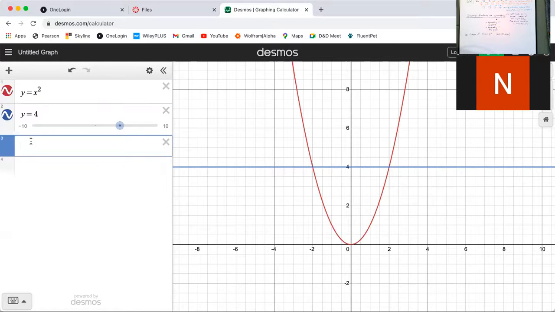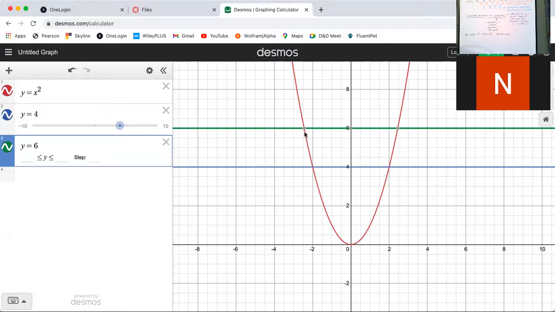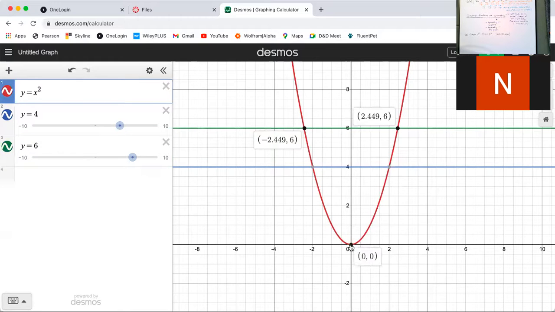If I pick another value, say y is equal to 6, these intersections aren't going to be at nice points, but we got negative 2.449 and 6 and 2.449 and 6. So when we are 2.449 to the right and to the left of the middle, which is at 0, we have the same y value. That's the symmetry that we see in the graph. We see that the right side is the same as the left side. Points that are the same distance away from the middle of the graph will be at the same y value.